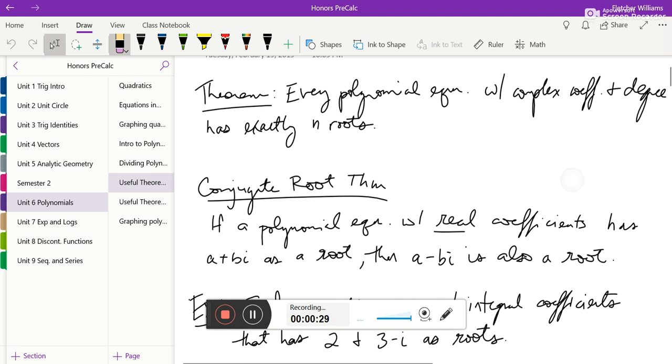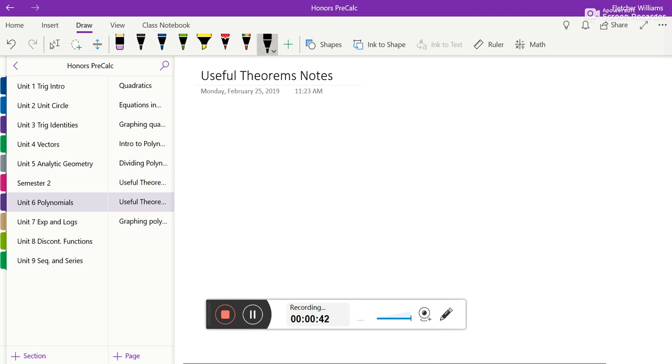And also the conjugate root theorem. So if a plus bi is a root, then a minus bi is also a root. So I just want to show you how those can come into play.